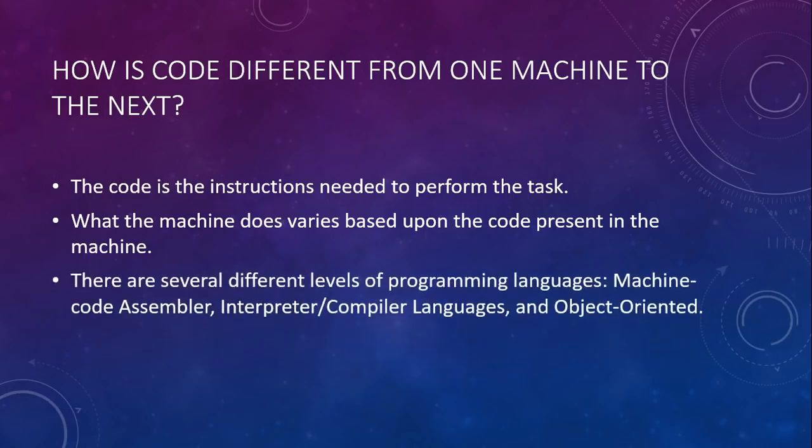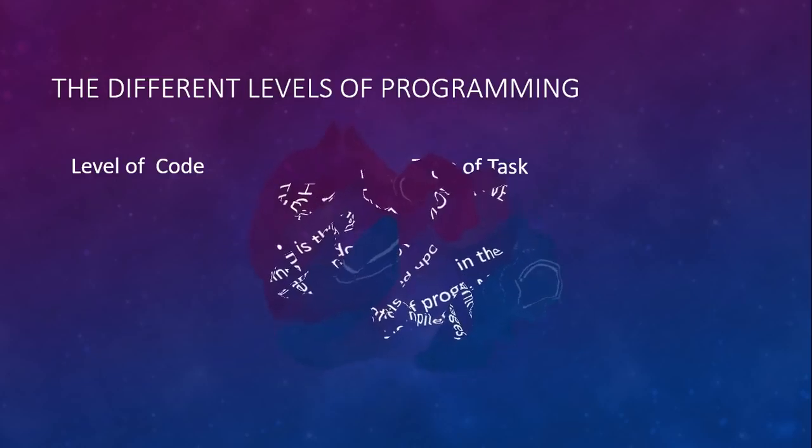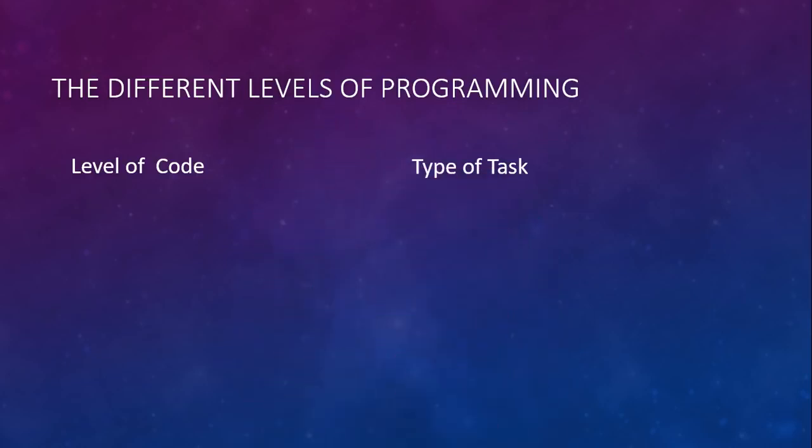Now, there are several different levels of programming languages. You have machine code assembler, you have interpreter compiler, and you have object-oriented. Now, there's another tier, which is natural languages, but we're not really going to talk about those because they tend not to be as intuitive for what we're going to be talking about here. So let's look at the different levels of programming here.